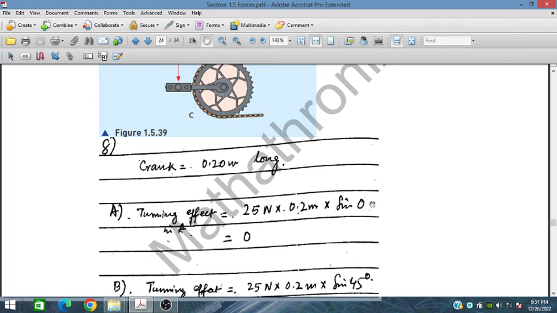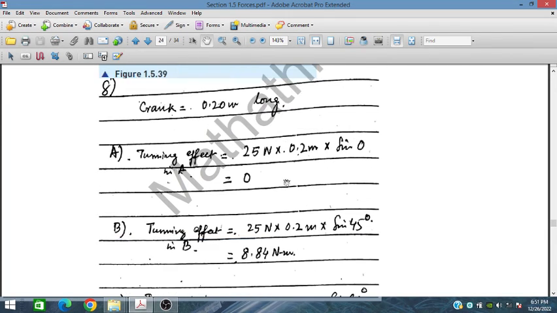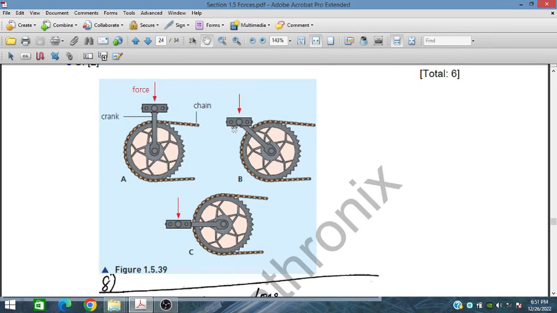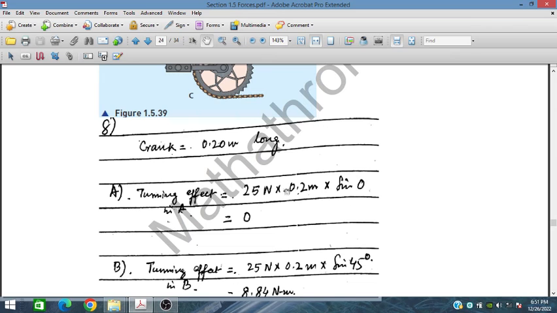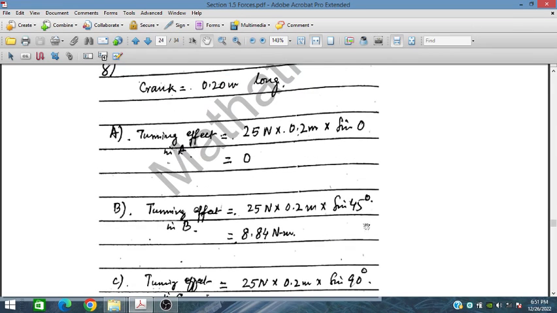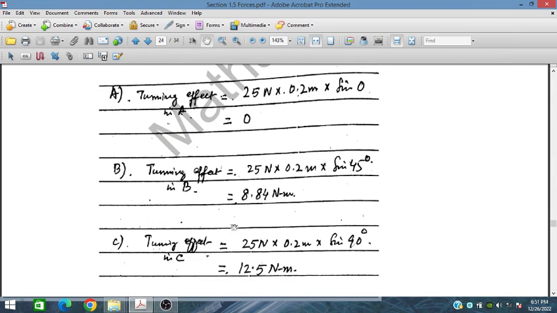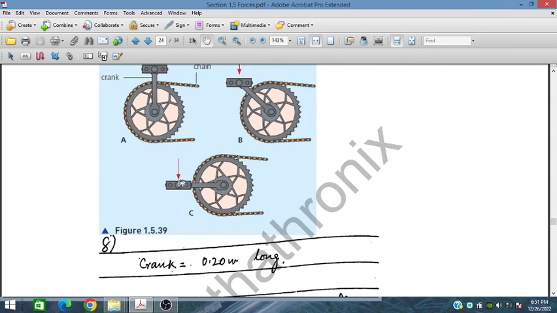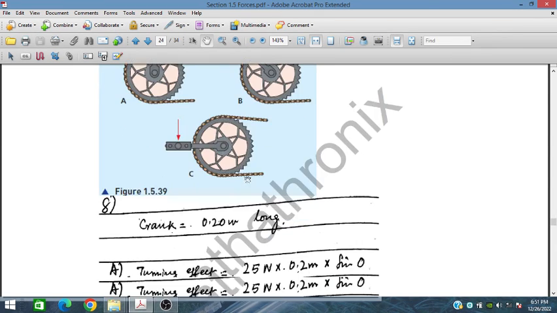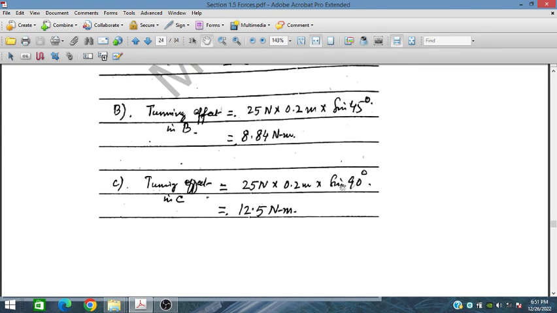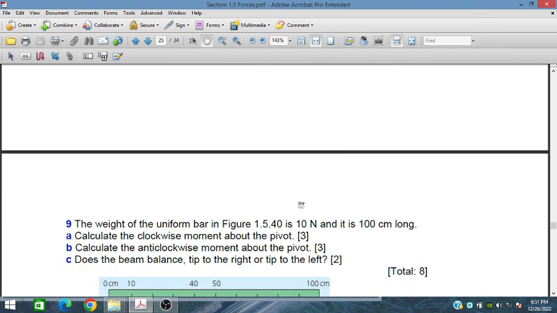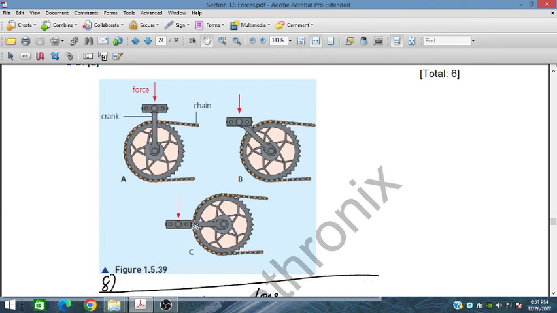Because sine of the angle is 0. In part B the angle is 45 degrees, so 25 newtons times 0.2 meters times sine 45 degrees gives 8.84 newton meters. For part C, the crank distance is 0.2 meters, and at 90 degrees the turning effect is 12.5 newton meters. The turning effect is highest in C, there is no turning effect in A, and a middle level turning effect in B.